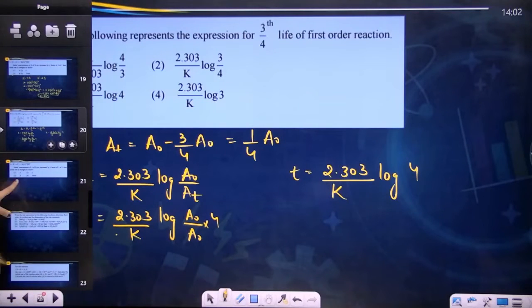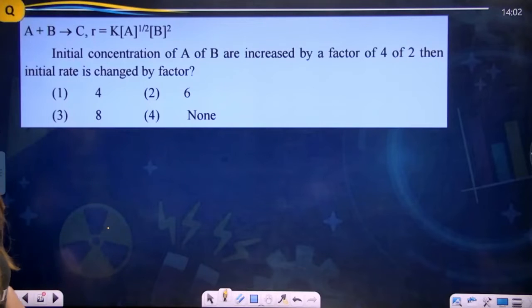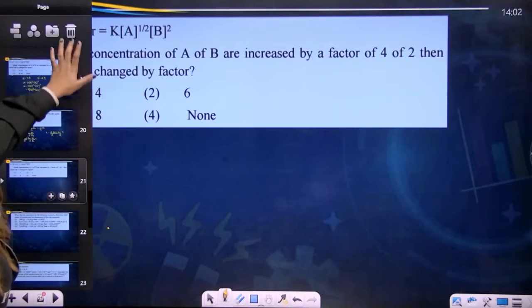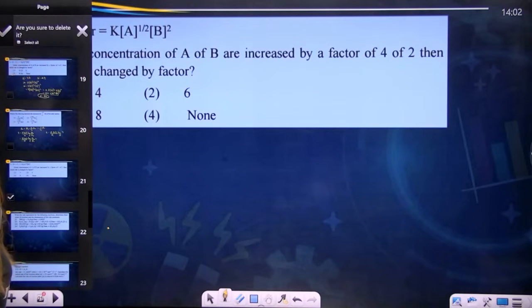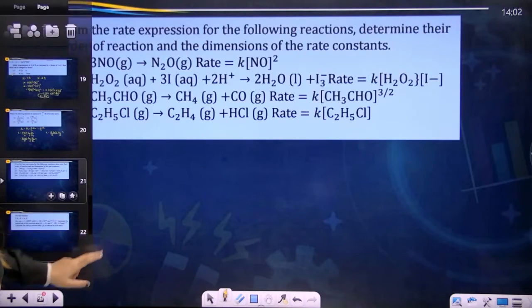Let's try another question. Okay, I think we've done this question. This question is done, so let me just delete it. Next question, my dear students.